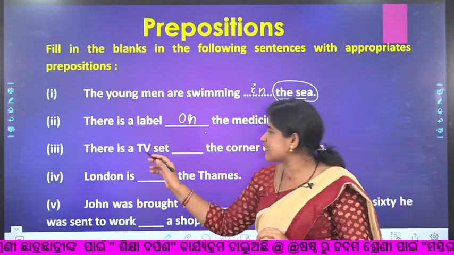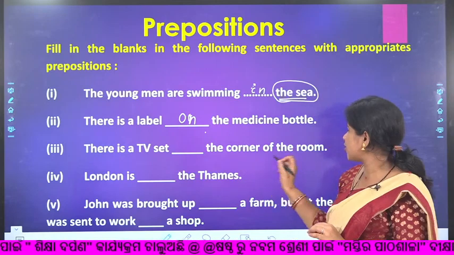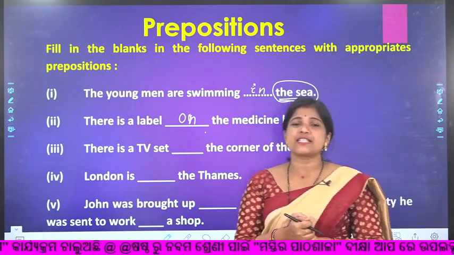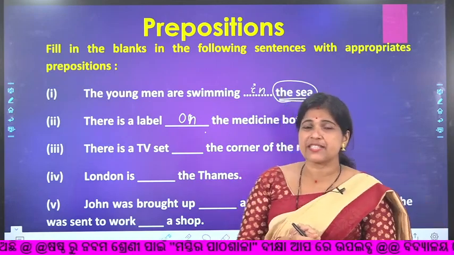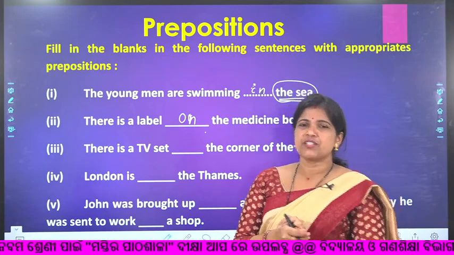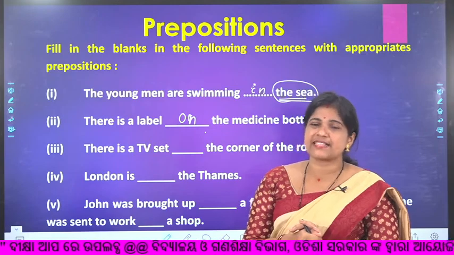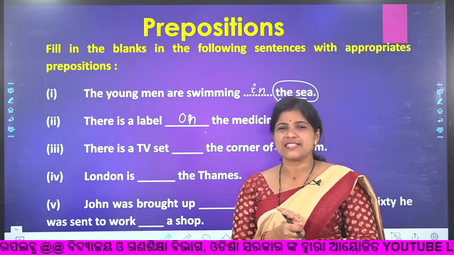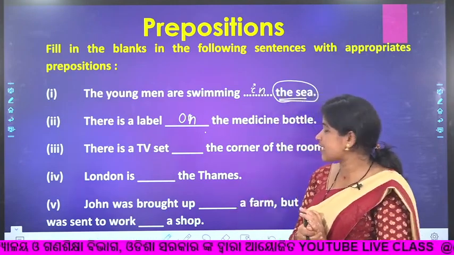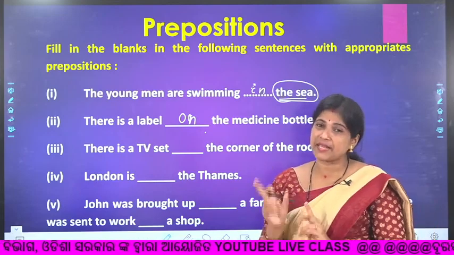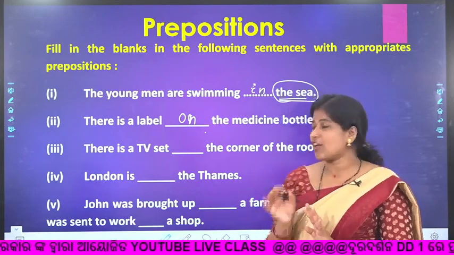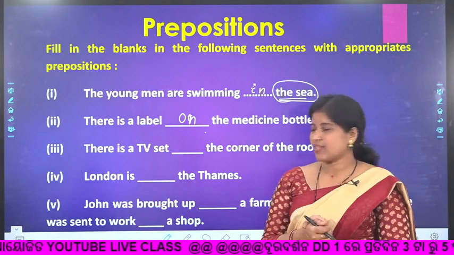accordingly. Next, there is a TV set dash the corner of the room. So if there is a TV set dash the corner of the room, what will you say? Just go through the book, read the examples and then you can see. Then London is dash the Thames. The same example we have already discussed. London is dash the Thames.